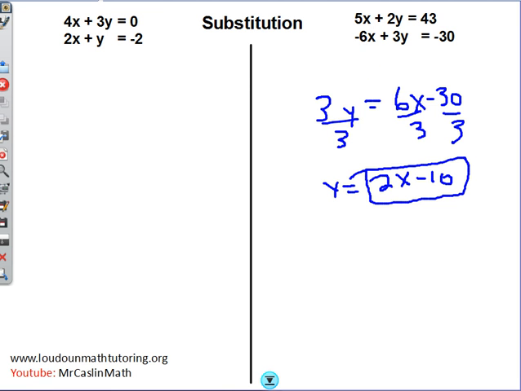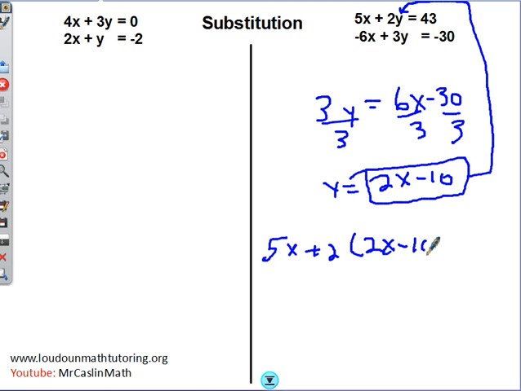So we're going to take our equation, and remember we're going to stuff it into the equation we haven't used yet, which is this top one. Now the same process as the last problem. You're going to get 5x plus 2 times (2x minus 10) is equal to 43.